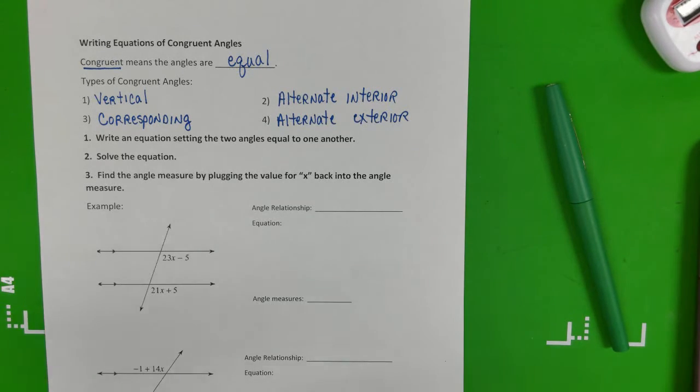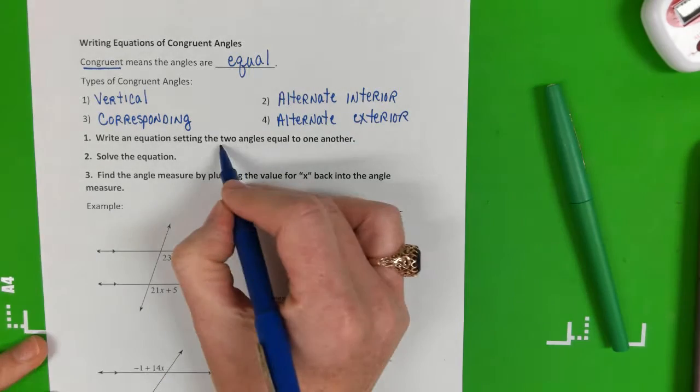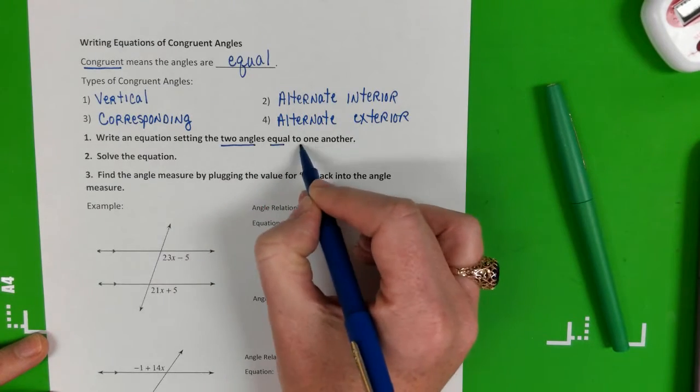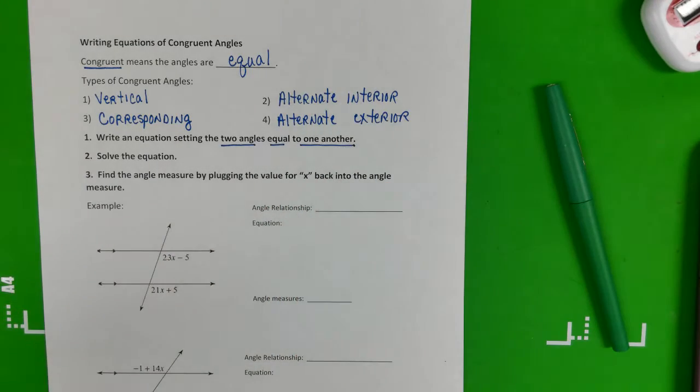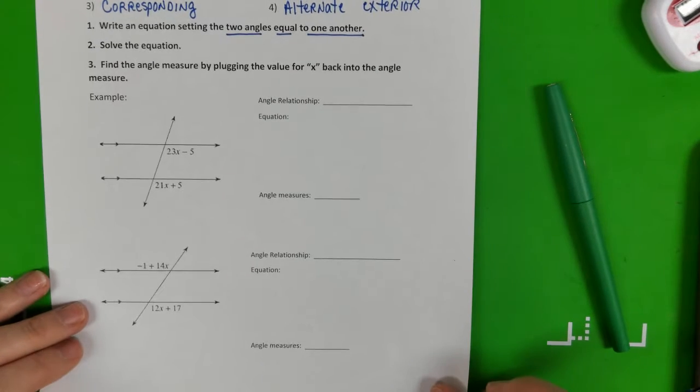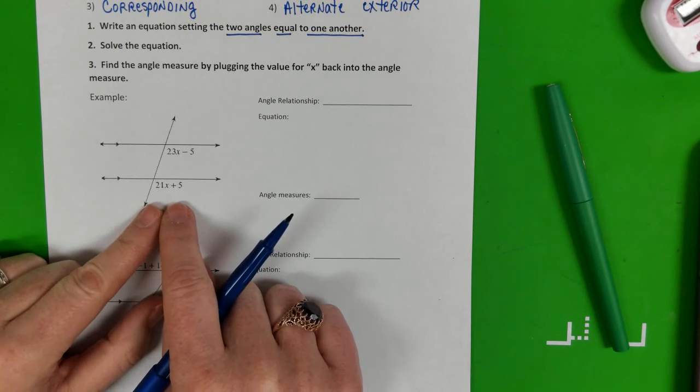And so we're going to write an equation setting the two angles equal to one another. We're not going to solve yet. We're going to get to that. But we're just going to work at setting up the angles. Okay, so let's look at the first example.